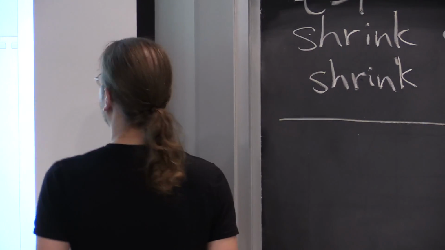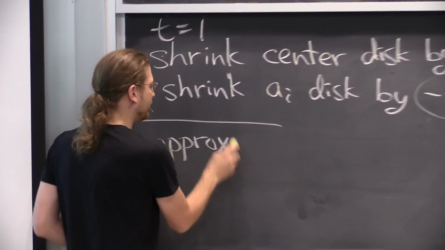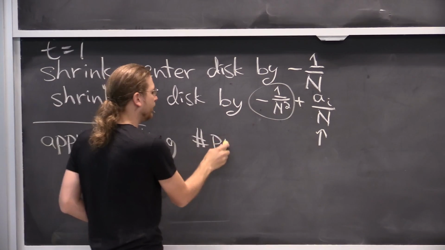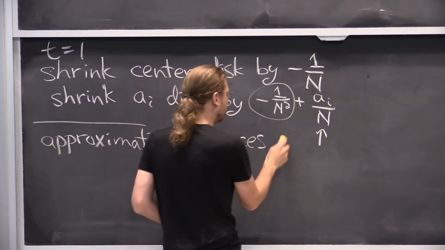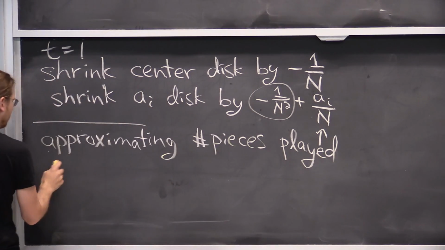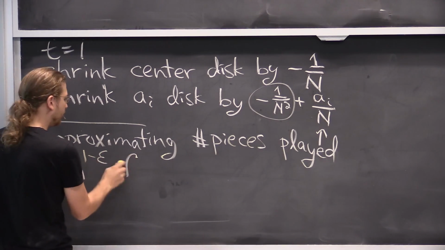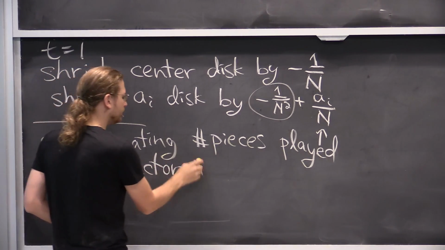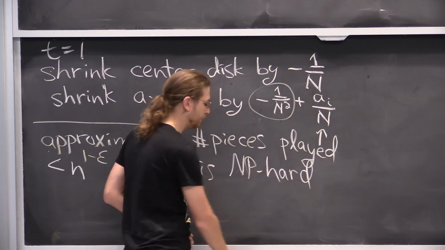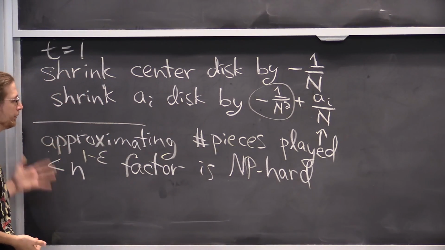And so what we get is to approximate Tetris, let's say the number of pieces that you play, less than an n to the 1 minus epsilon factor is NP-hard. That's what we just showed or sketched. So this is an example of an inapproximability result. This is a relatively easy one.